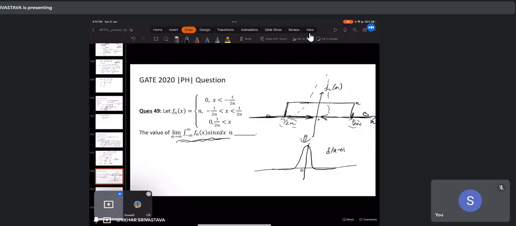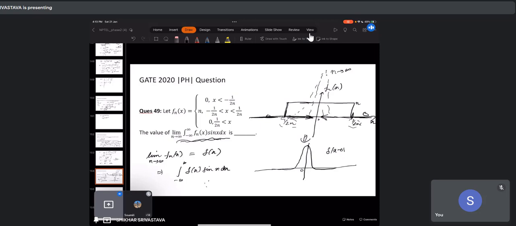So this thing is getting inside. So this function will become, as n tends to infinity, limit n tending to infinity f_n(x) is nothing but a delta function. So in this question, you can just replace it in this form.